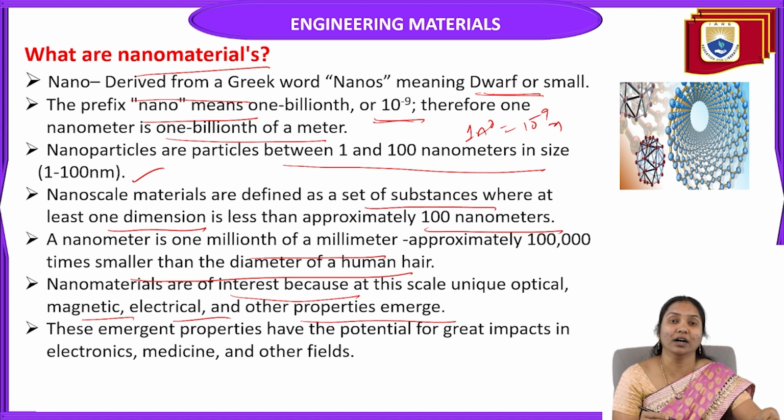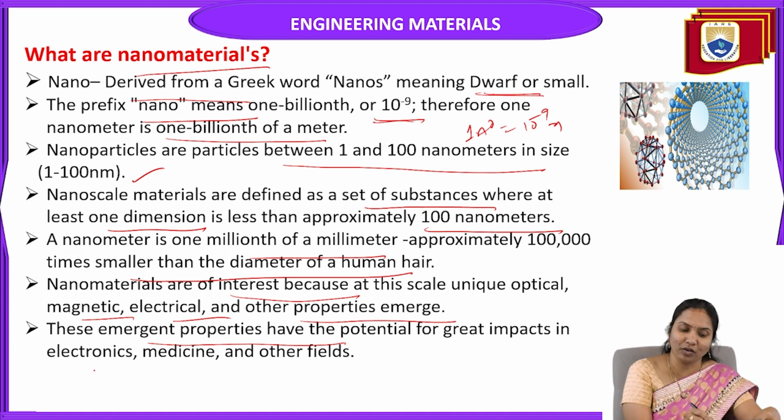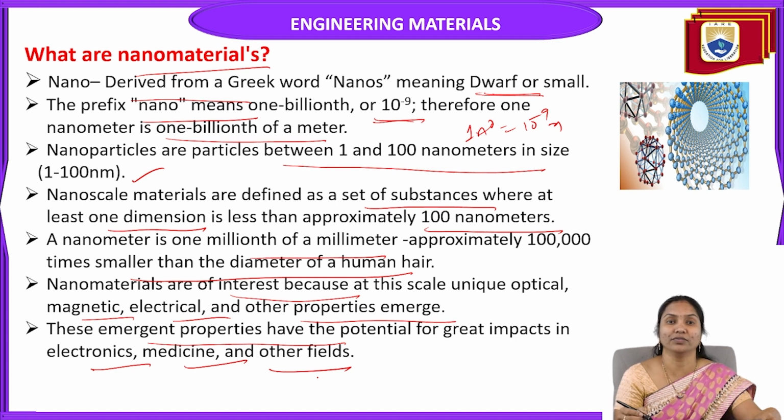Why? Because they have unique optical, magnetic, electrical and other properties that emerge. These emergent properties have the potential for great impacts in electronics, medicine and other fields. So that's why we most prefer these nanomaterials in recent years.